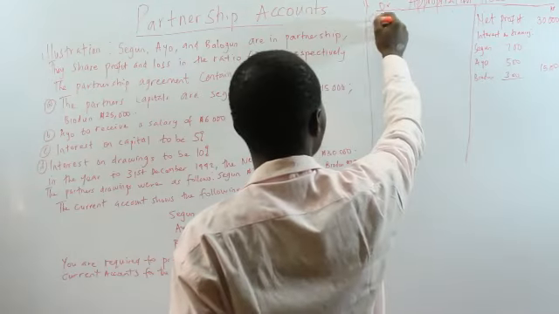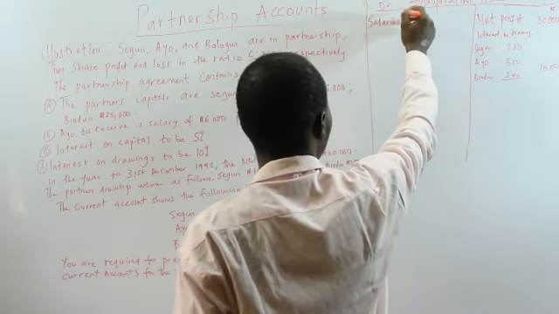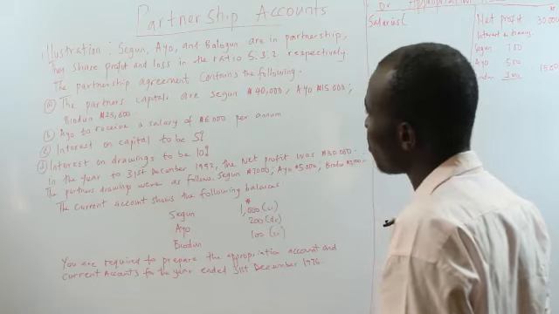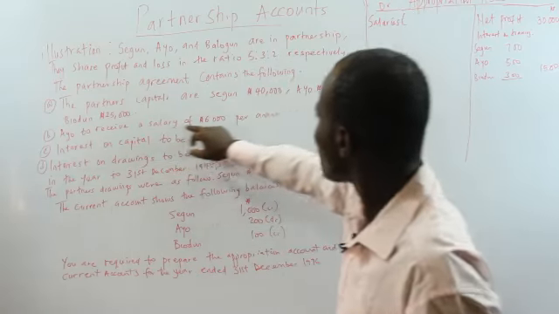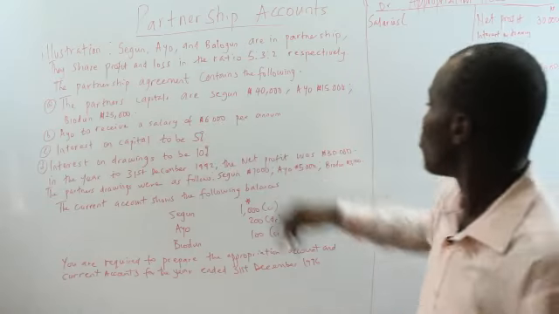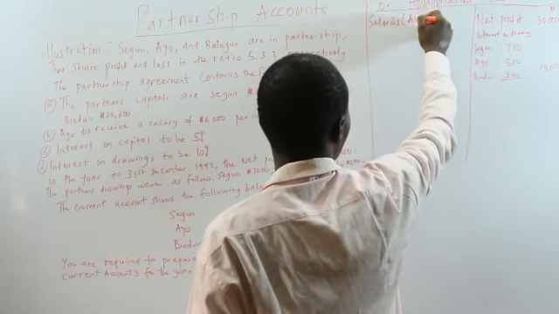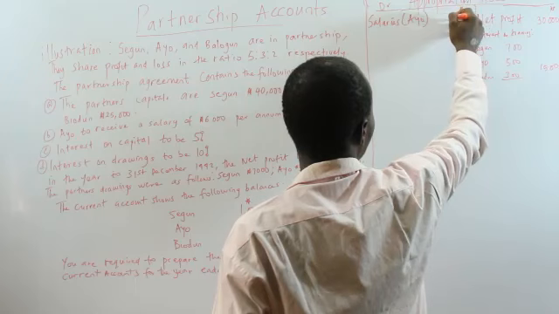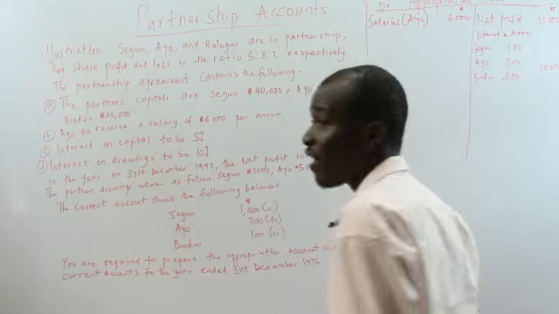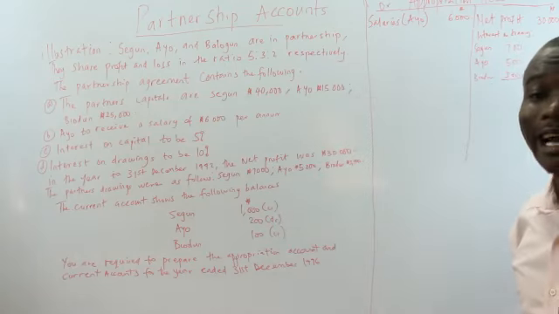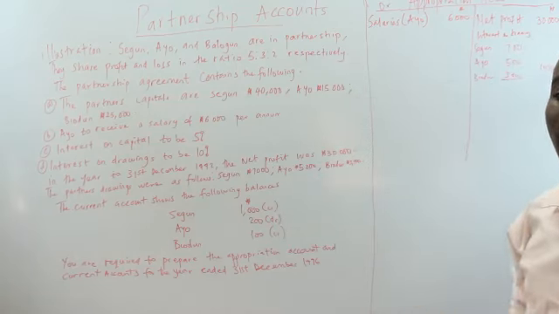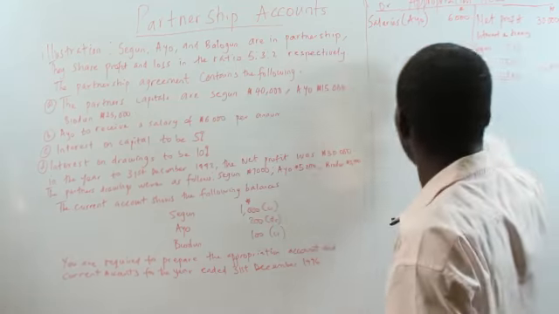Now we have salaries. Who receives a salary within the period? Ayo is to receive a salary of 6,000 naira per annum. So we have Ayo, salary, 6,000 naira. We know the accounting entry already: debit the appropriation account and credit the current account of the partners. So we have Ayo, 6,000 naira.